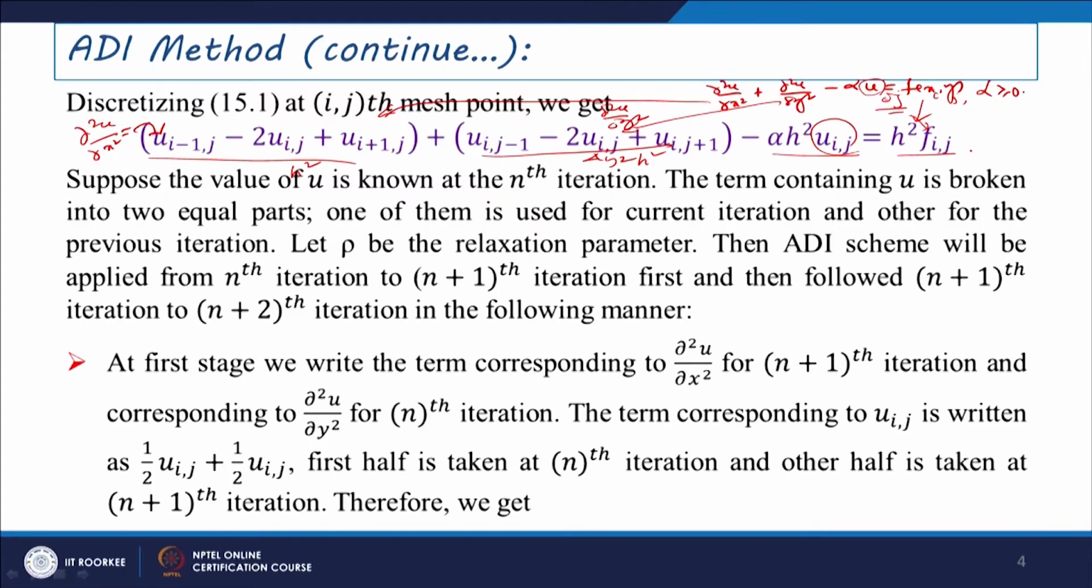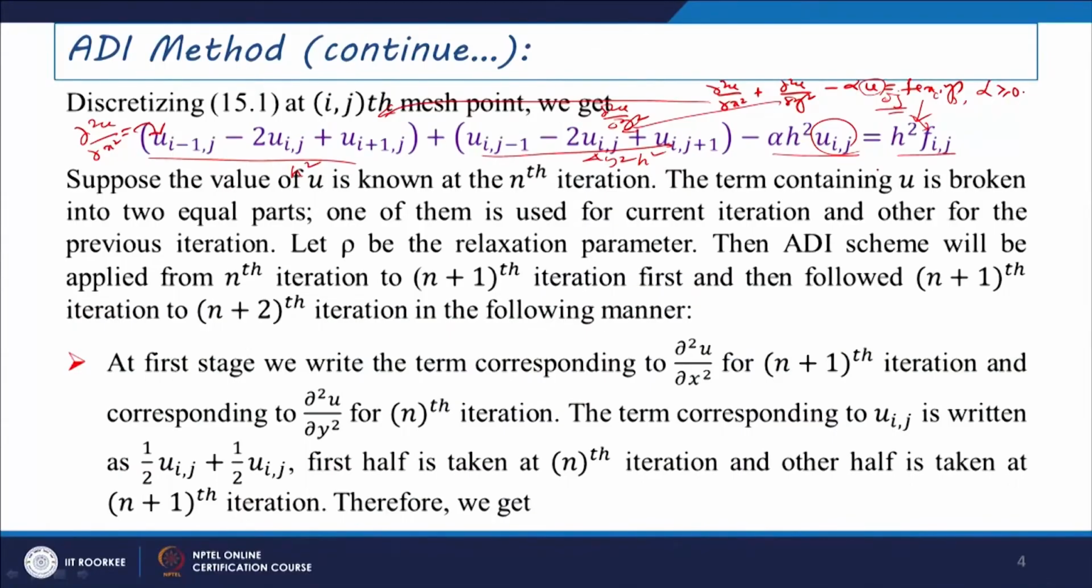Let us use here the ADI scheme with the successive over relaxation method or successive under relaxation method. In the earlier formulation we were using the ADI method independently without using the SOR method, but here we try to implement the SOR method in a combined form with this ADI scheme to get an improved solution. Suppose rho is the relaxation parameter, then the ADI scheme will be applied from the nth iteration to the n plus 1th iteration first, then followed by the n plus 1th to n plus 2th iteration in the following manner.